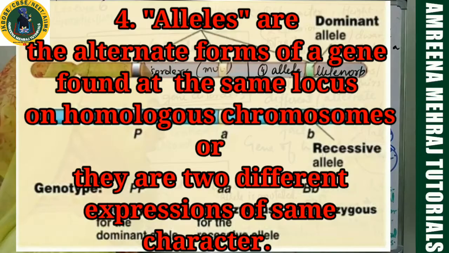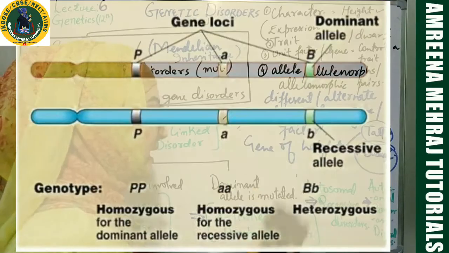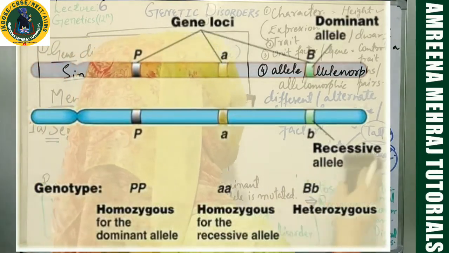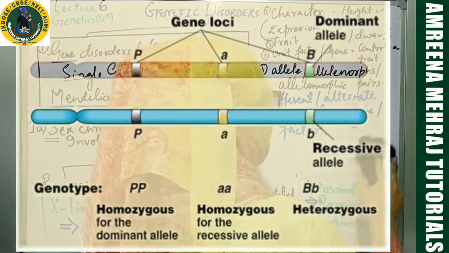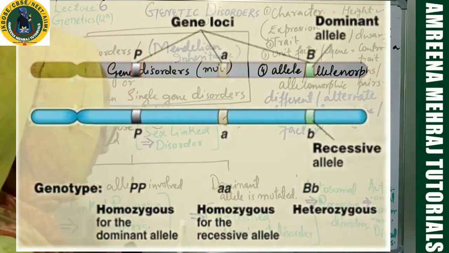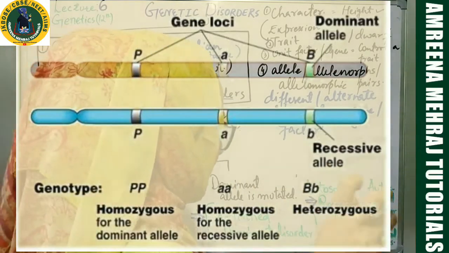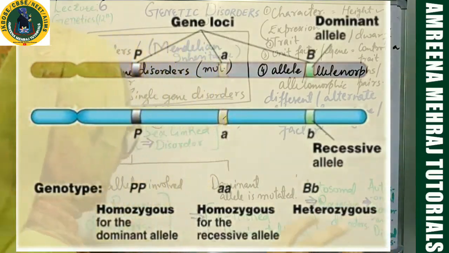You are getting my point? The gene is the height. At times students get confused with these terms, but this is nothing difficult. So what is an allele? Alleles are the two different forms of the same gene, the same factor. They are called alleles.